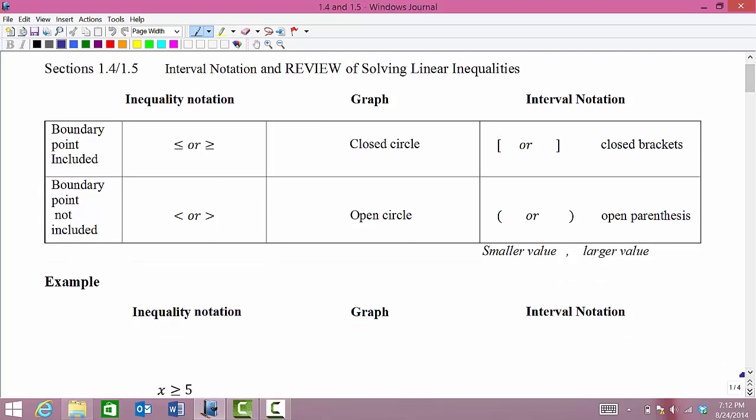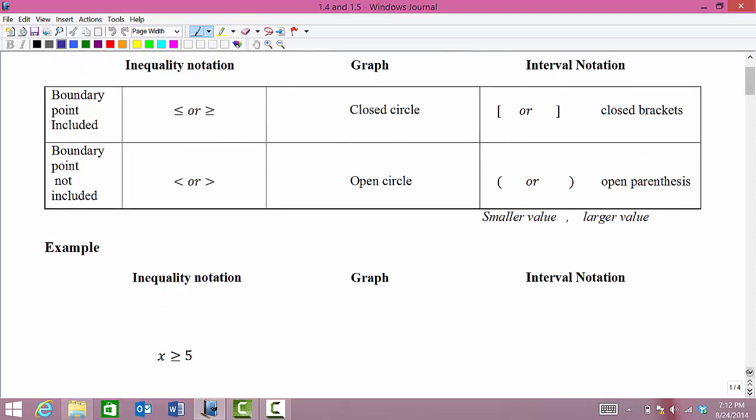In this section, we will review solving linear inequalities, and we are going to talk about something new called interval notation. In the past, we have talked about inequality notation. Here we would say that x is greater than or equal to 5.